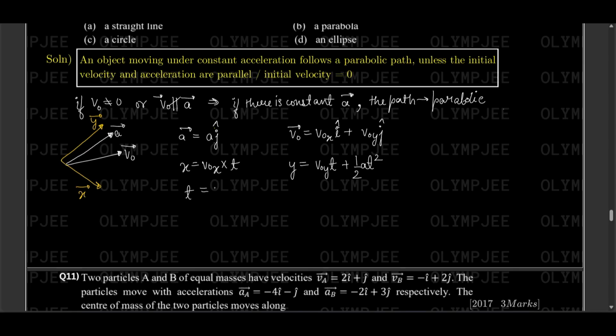So time will be x by v0x, and I am putting this time in the y equation. So y equals v0y multiplied by x by v0x, plus half a x square by v0x square. So this is the equation of a parabola, right? And notice that v0x is not 0. This matches with our condition, that if v0x is 0, then this equation is not possible, right?